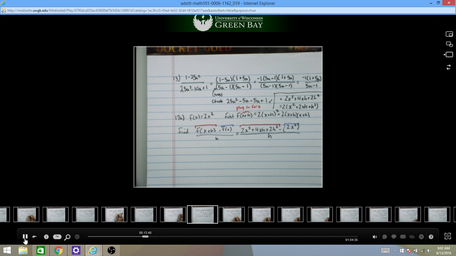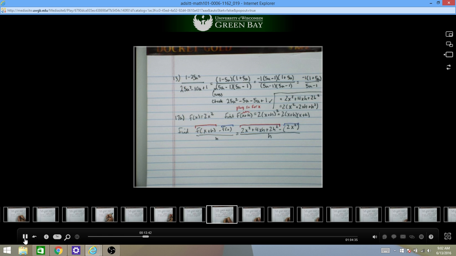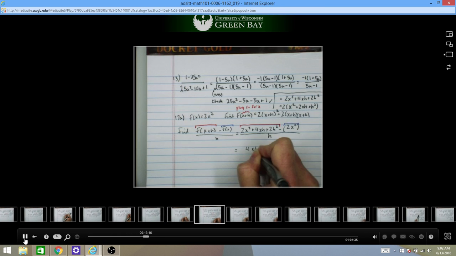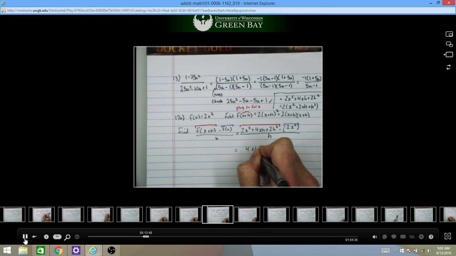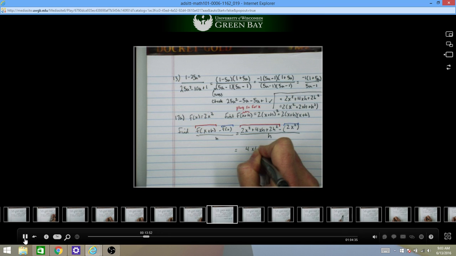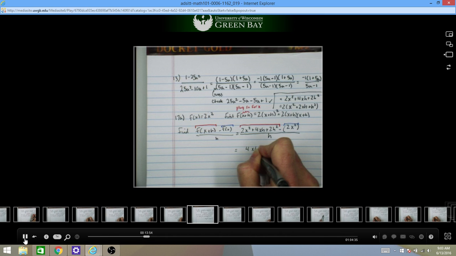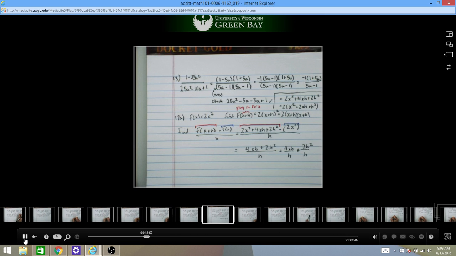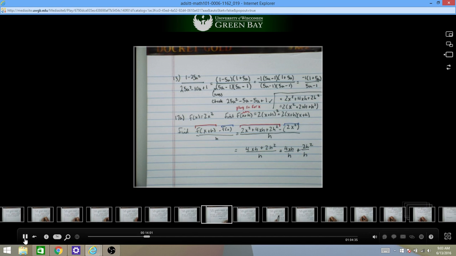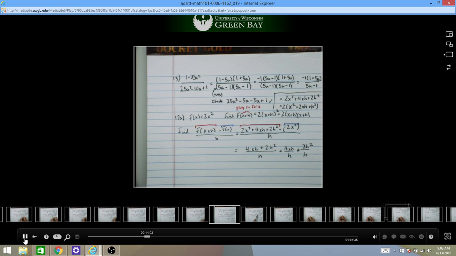So you have 4xh plus 2h squared over h. And you can split that up since the denominator is just one term. So when the denominator is one term, you can split up your numerator like that. And then you can reduce that way, or you can factor off an h. 2 different ways to reduce on that problem.